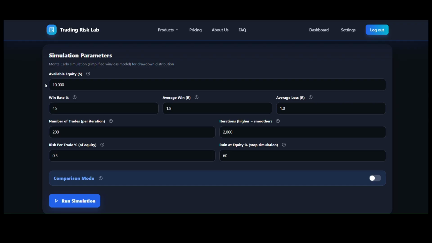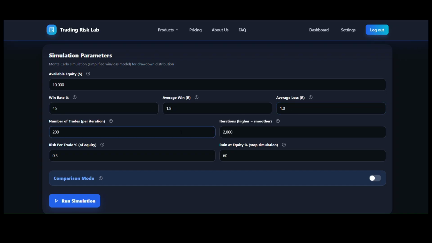First, set the simulation parameters. Begin with available equity. This is the starting account balance used for all simulations. Next, enter your win rate percentage. This represents how often your strategy wins over a large sample of trades. Then set the average win and average loss, both expressed in R. Average win is your typical reward relative to risk. Average loss is usually 1R, but you can adjust it if your losses are smaller or larger than planned.